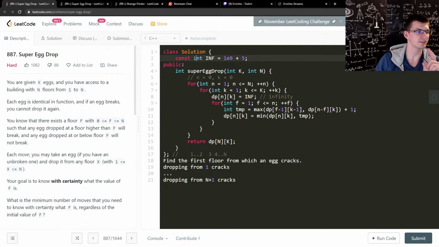Also, with iterative, I told you, it's very easy to compute the time complexity. N times k times n, that's it. It's always obvious with iterative DP.